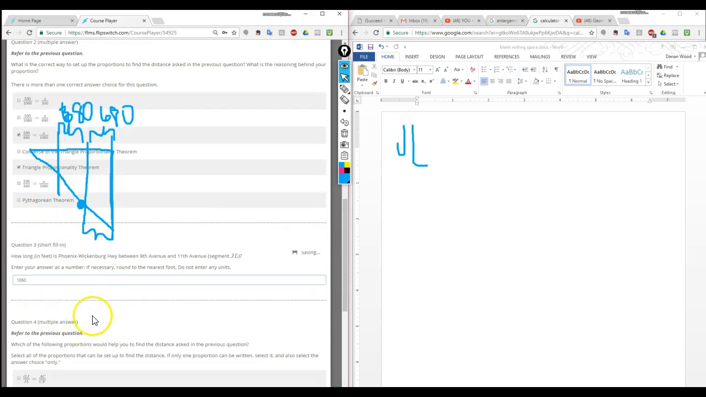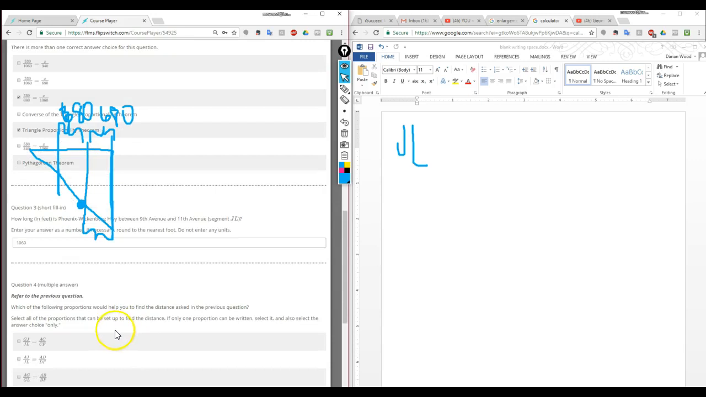Refer to the previous question. Which of the following proportions would help you find the distance asked in the previous question? Select all of the proportions that can be set up to find the distance. If only one proportion can be written, select it, and also select the answer choice only.